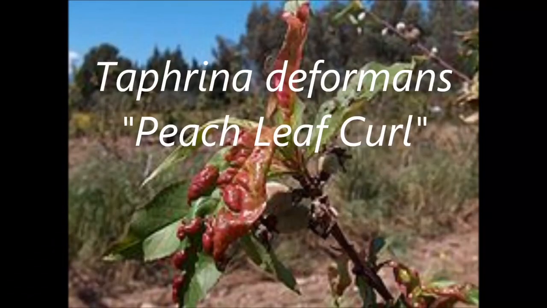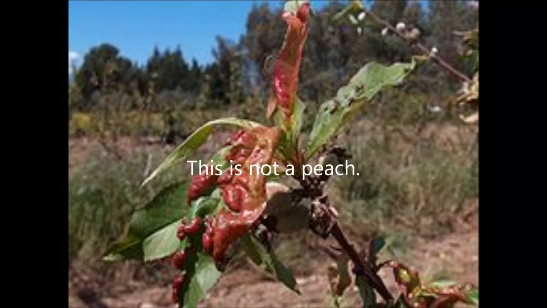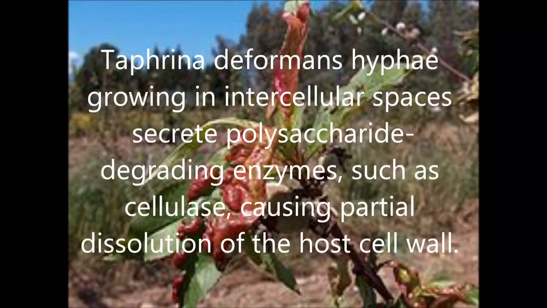Another destructive fungus is Taphrina deformans, or peach leaf curl. It causes the leaf of a peach to curl. Taphrina deformans hyphae growing in intercellular spaces secrete polysaccharide-degrading enzymes, such as cellulase, causing partial dissolution of the host cell wall. This causes it to curl.